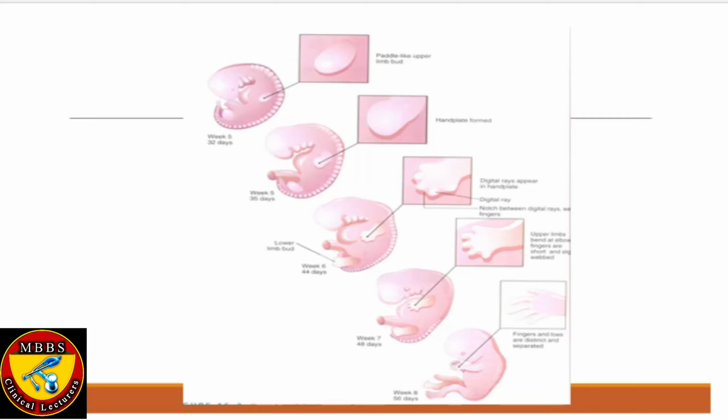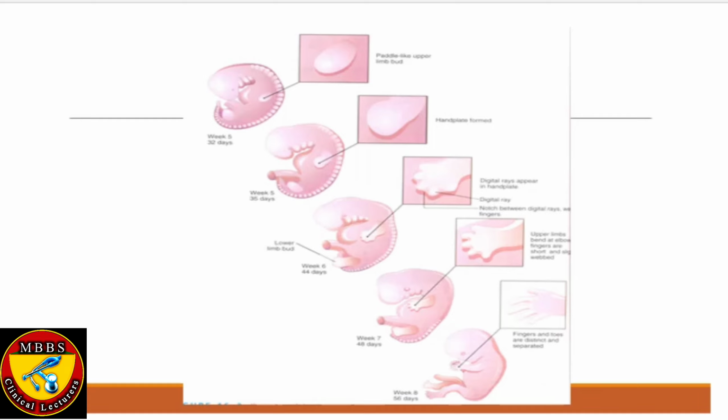There is an ectoderm there that induces the formation of these digital rays, which are the future fingers and the toes in the lower limb. The excess tissue, the mesenchymal tissue between the digital rays, is removed by apoptosis. Apoptosis is programmed cell death. That is, the excess tissue between the digits is degraded by programmed cell death. And so we have individual, defined fingers and toes.